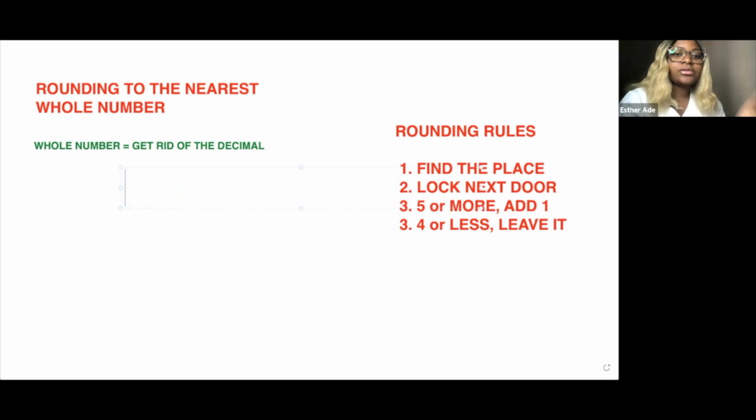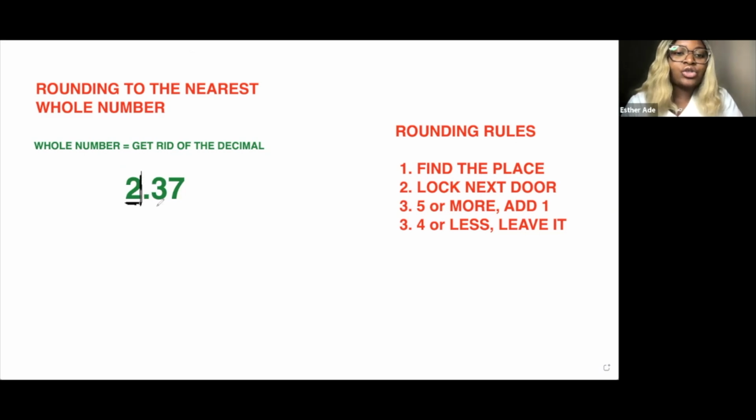Okay. Another one is 2.37. So if I have 2.37 and I want to round that to the nearest whole number. So again, the first rule is find your place. So this is where my answer needs to end. Everything behind the decimal needs to go, because that's what a whole number is. A whole number means get rid of the decimal point. Okay, so my answer has to stop here. So we're going to lock that door right there.